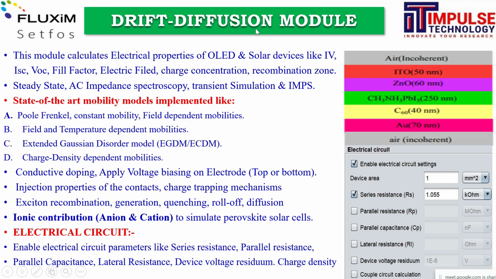So this is basically for drift diffusion models, where you can set all the electrical parameters, physical models, mobility models, electrical circuit parameters, and biasing, and you can apply current and voltage biasing.